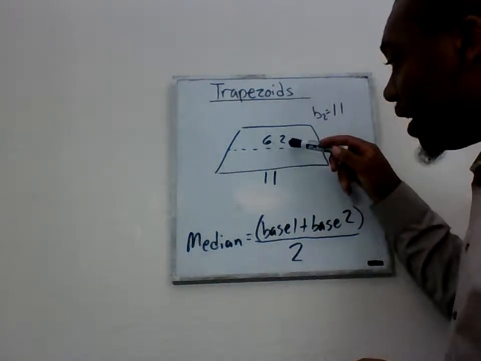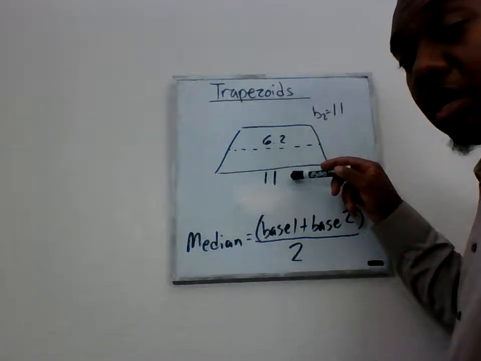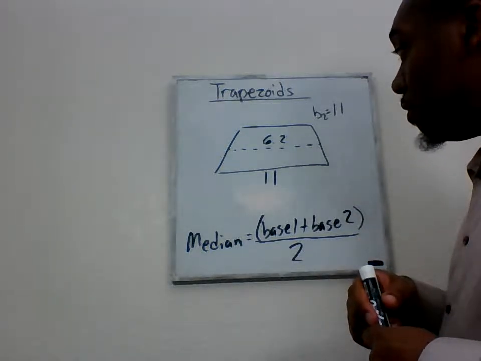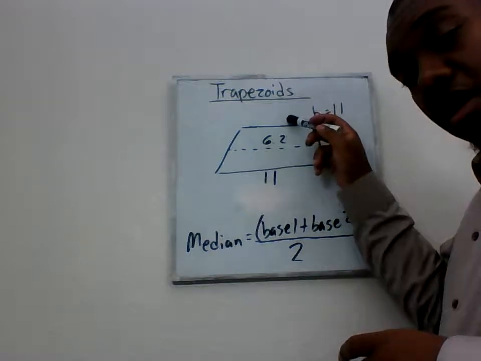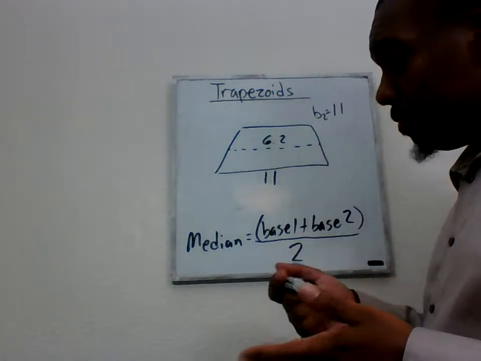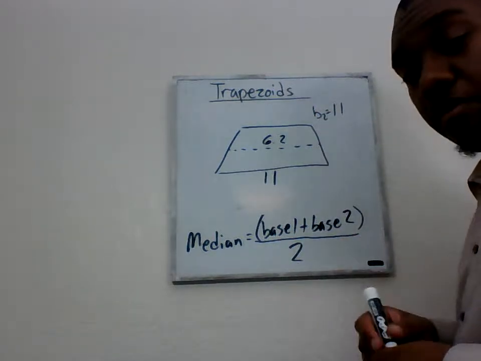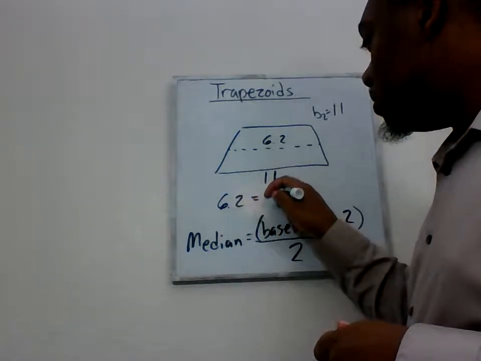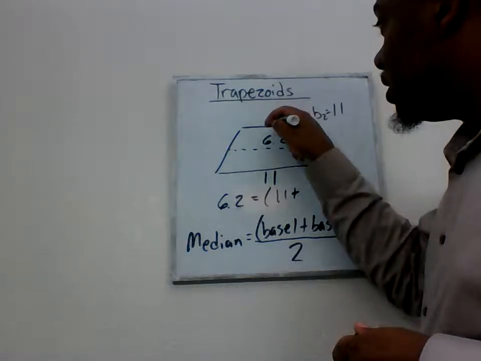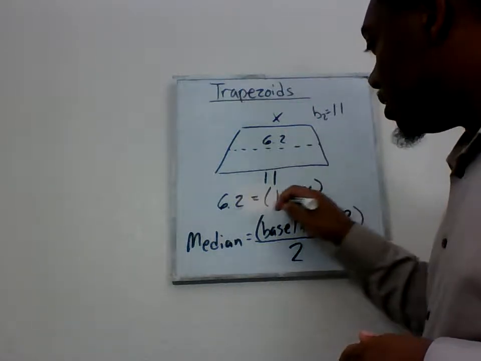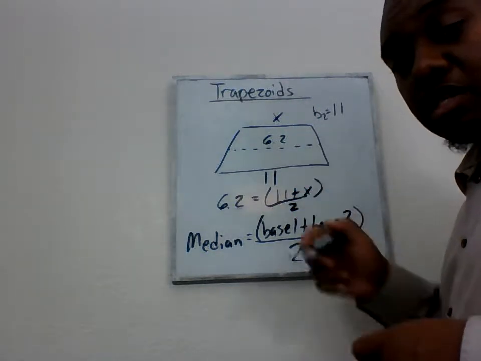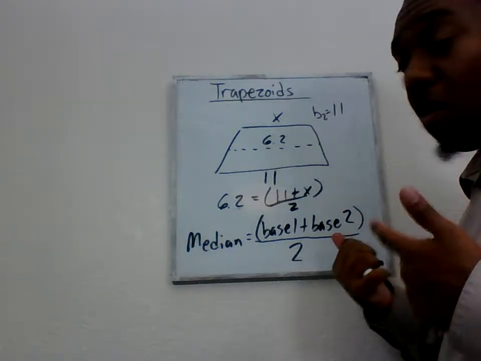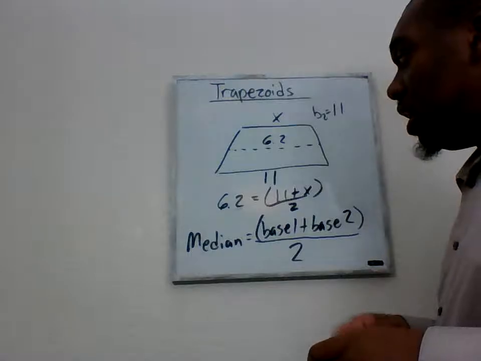You can find out the distance between these two by doing 11 minus 6.2. In this case, we would get 4.8, and then take 4.8 away to get the other side. That's one way. We can also use our formula for median and say, okay, 6.2 has to equal 11 plus our unknown base divided by 2. And we can solve for x that way. So either way, we can find out what the other base should be.